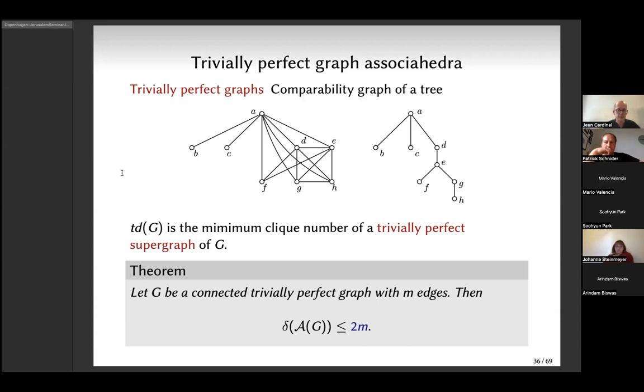And so this gives a tight example for the lower bound of Manville and Pilot. Remember that Manville and Pilot showed that the diameter is always at least the number of edges, and this is at most twice the number of edges. So up to this factor of 2, these are the minimum diameter graphs for a fixed number of edges.